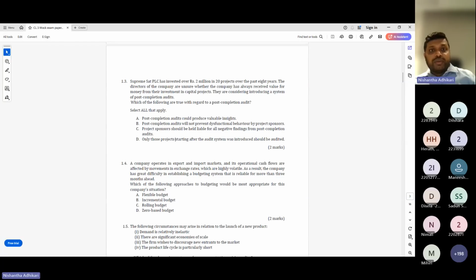Look at this one. Post-completion audits could produce valuable insight. Do they provide valuable insights or not? Post-completion audit will not prevent dysfunctional behavior by project sponsors. Project sponsors should be held liable for all negative findings from post-completion audits, right? Only those projects starting after the audit system was introduced should be audited. That is anyway totally wrong. Now, out of these 4, what are the correct answers?